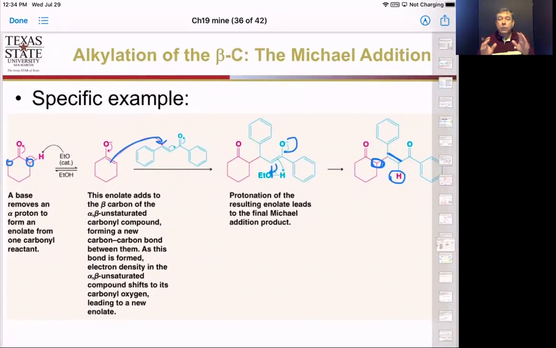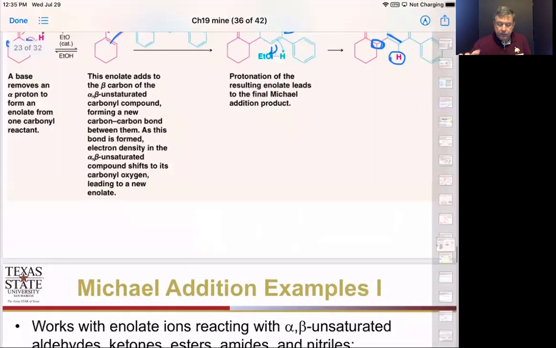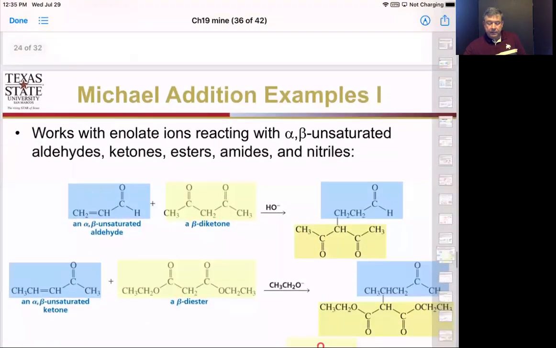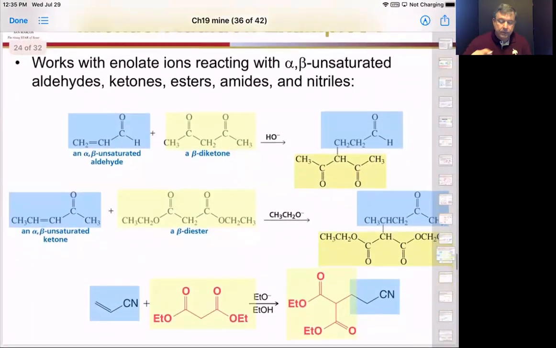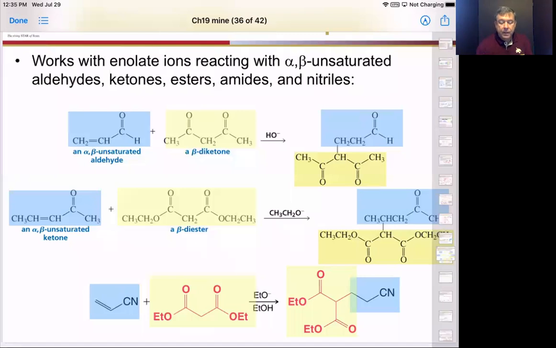So the cool thing about the Michael addition is that, just like the other enolates, it doesn't have to be a carbonyl, it doesn't have to be an aldehyde or a ketone. It can be other electron withdrawing groups as well, as long as they're in conjugation with your product. Okay, and I apparently showed up on the next slide. So anyway, let's do this one here.